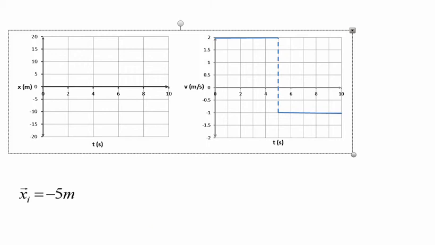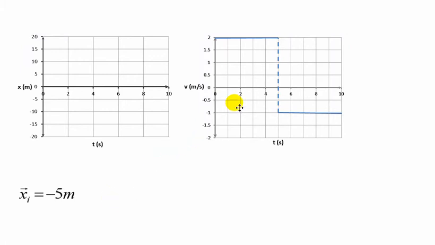Hi, this is Mr. Merrill, and in this video we're going to talk about how to transition from a velocity versus time graph to a position versus time graph. Most people are okay going the other way around. It's a little easier to go from a position versus time graph to a velocity versus time graph. You just look at the slope. But it gets a little trickier when we want to think about going this way.